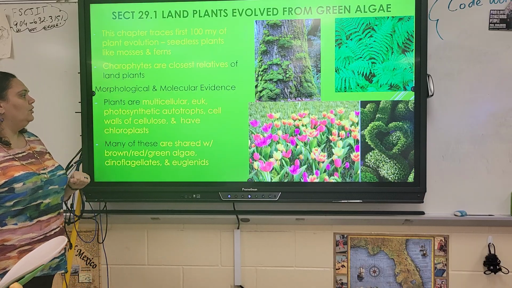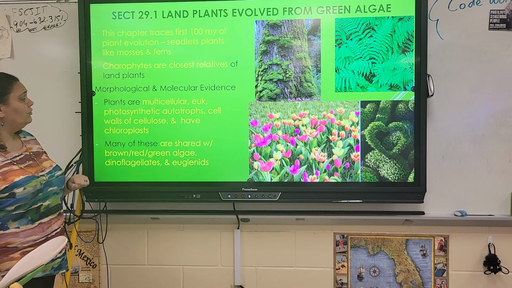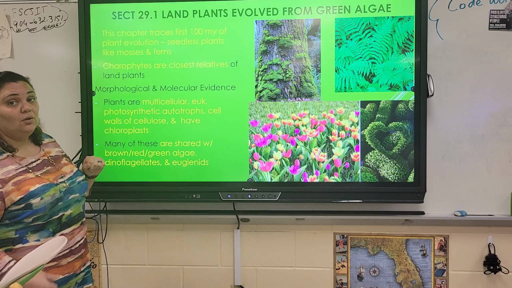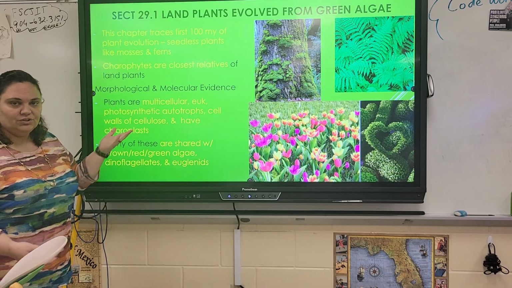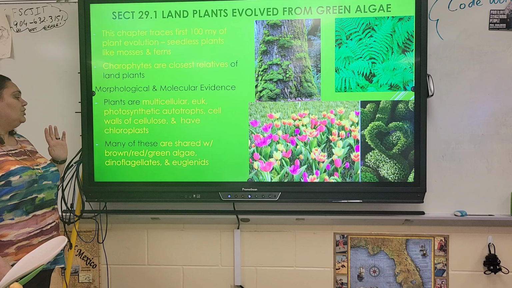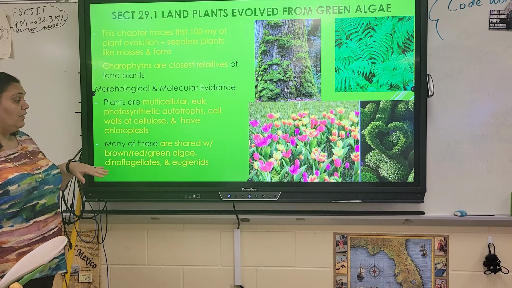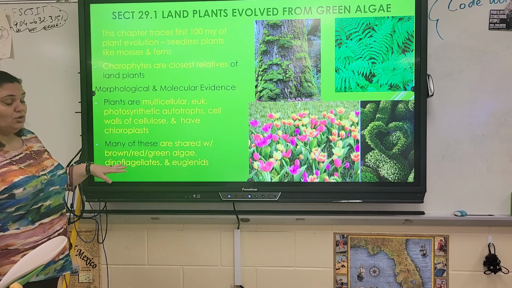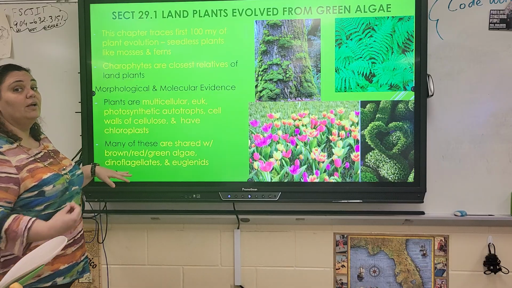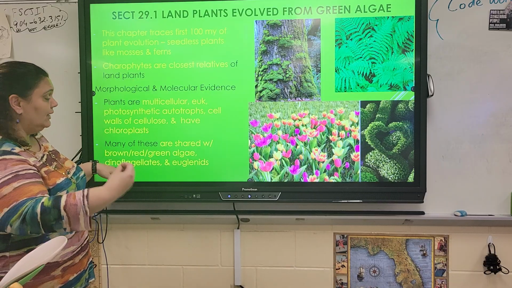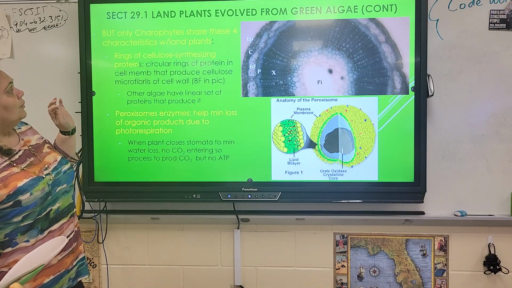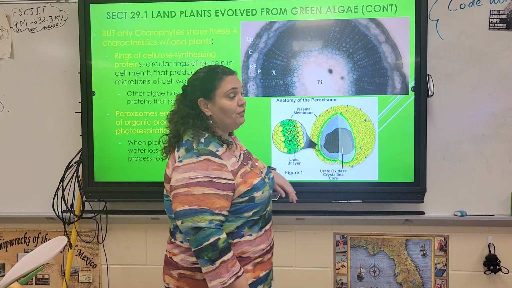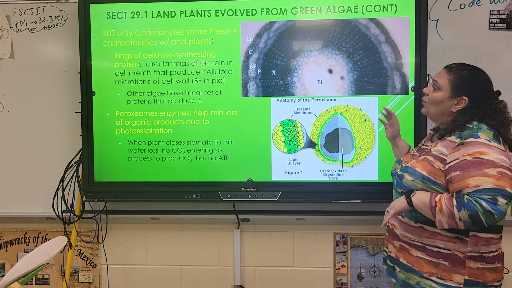Plants are multicellular, eukaryotic, photosynthetic autotrophs. Their cell walls are made of cellulose, remember, think celery, and they have chloroplasts. These characteristics are shared with brown, red, and green algae, your dinoflagellates, remember dino, think red tide, dino's dead, red tide kills, and euglenids. But only the charophytes share these 4 characteristics with the land plants.